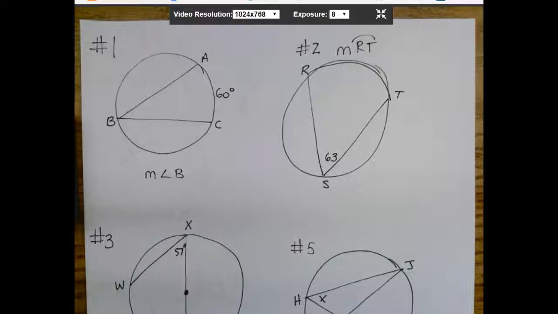Alright, so I'm going to show you some of these from 9.4. I want to show you some examples of problems in case you have questions. And this is from Check Your Understanding, so you can maybe follow along in the book. This is problem number 1.